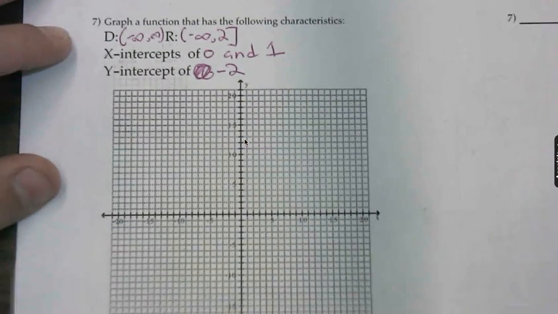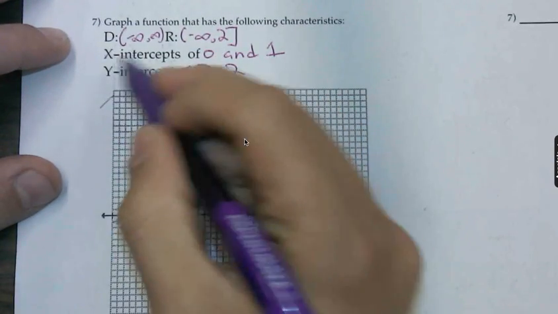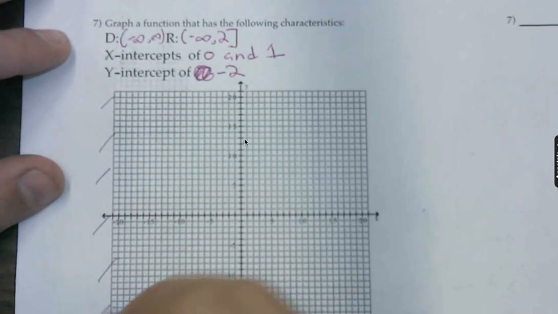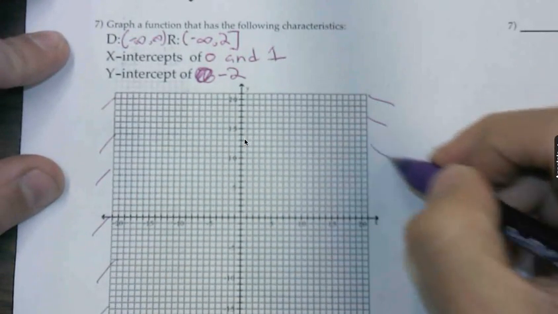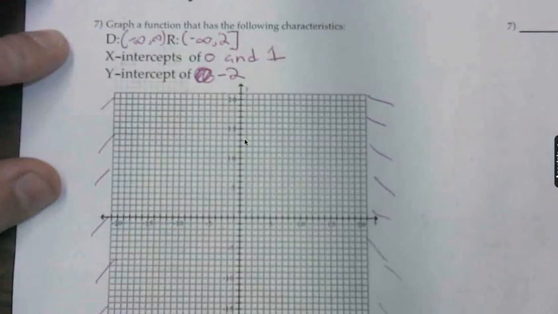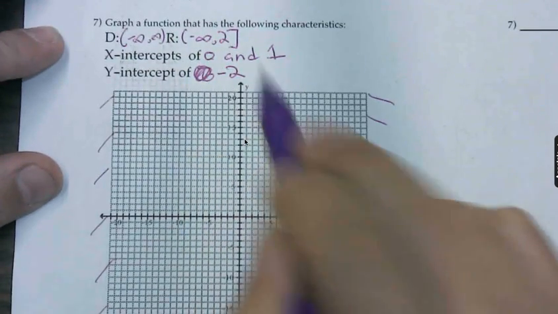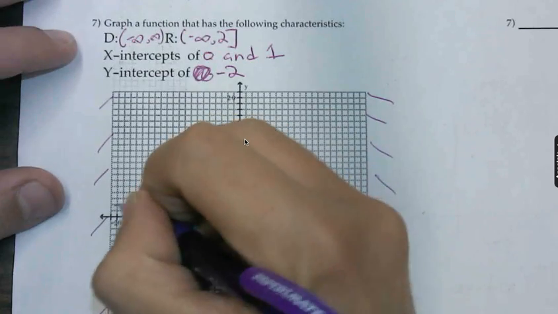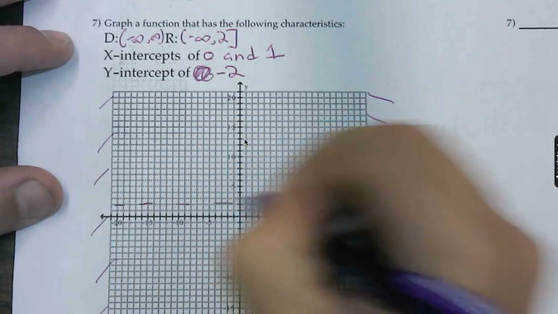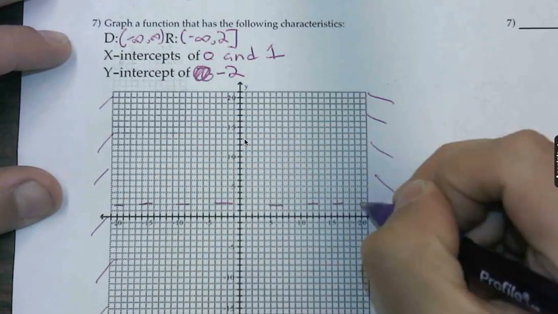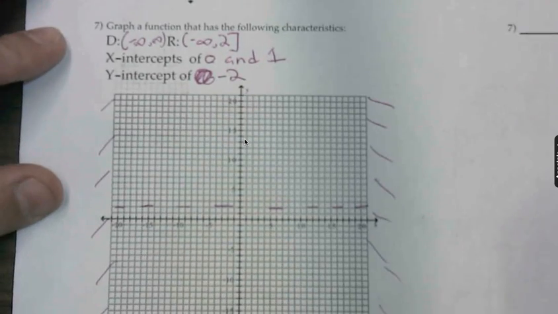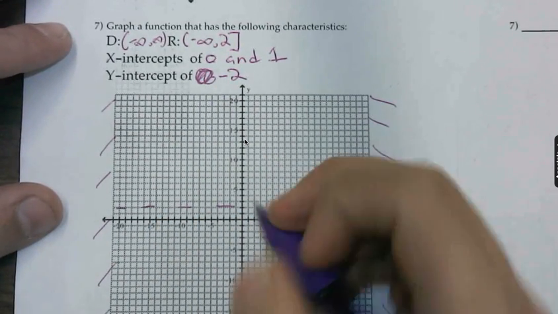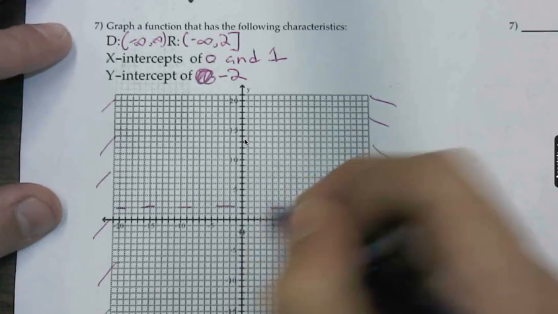So in class, I talked about drawing parameters. Since the domain is all real numbers, I know that my graph will have to be shown in between these lines. And I know that my range is from negative infinity to 2. So I have to have this line over and done with before this marking. So I know my y-intercept is negative 2. I know that I can mark that up.